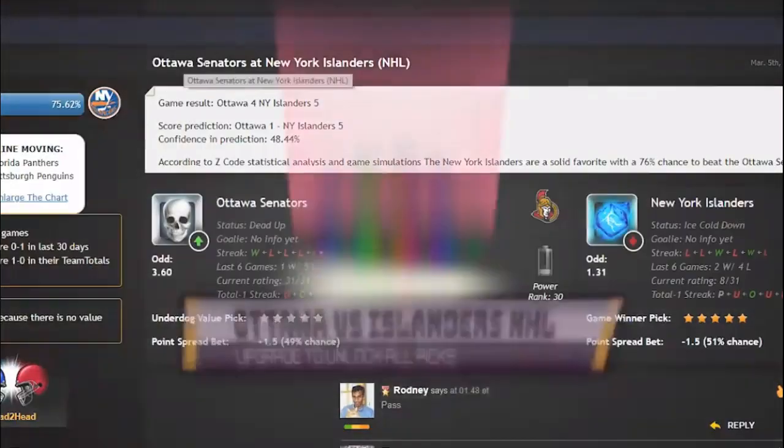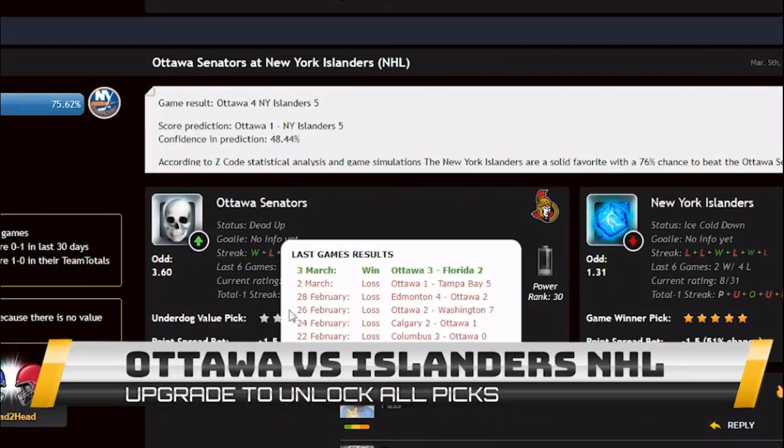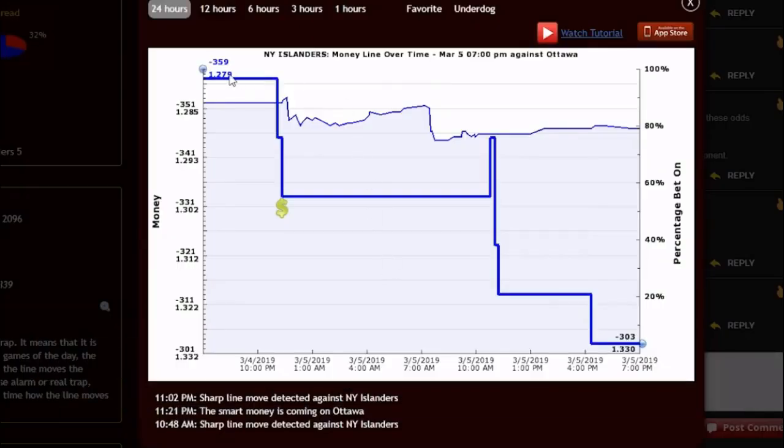Now the next game that we have is the Ottawa Senators against the New York Islanders. Again, with no information about the game, we're going to check the line. And here is a clear picture that the New York Islanders were the favorites with almost 80% of people betting on them. The line actually went the opposite direction. As you can see, a sharp line was detected against New York. It means that sharp money was coming on Ottawa, and the smart move would be betting on Ottawa and the spread instead of trying to support New York.